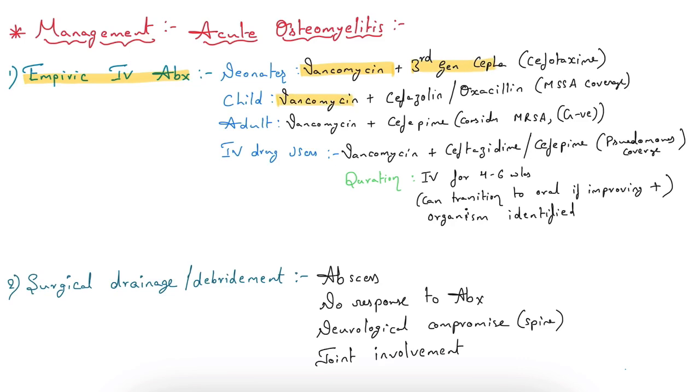In a child, vancomycin plus cefazolin or oxacillin, for MSSA coverage. Next, in an adult, we can use vancomycin, and cefepime we can consider for MRSA and gram negative. For intravenous drug users, vancomycin and ceftazidime or cefepime, because we can cover pseudomonas. In duration, mostly we use this antibiotic intravenously for 4 to 6 weeks, and it can transition to oral if improving or if the organism is identified.